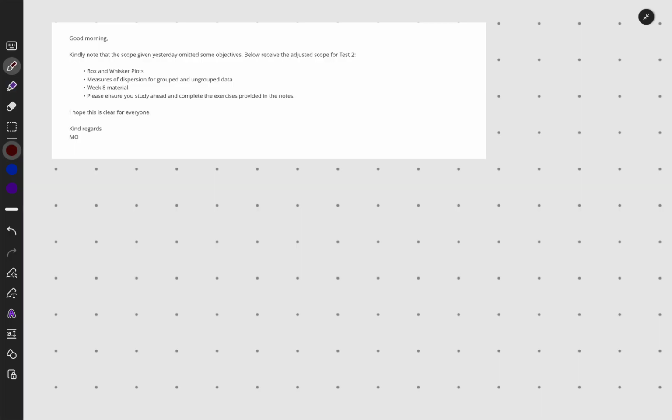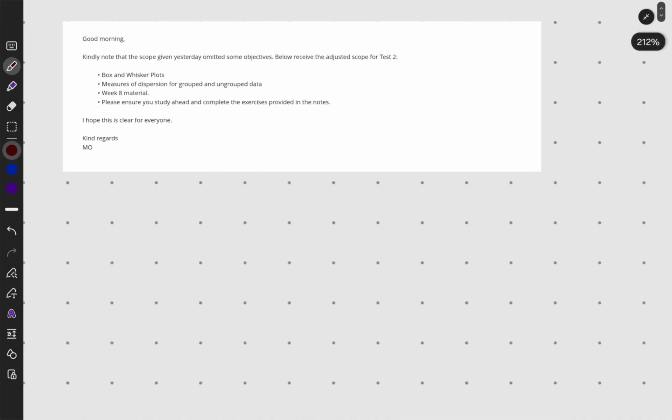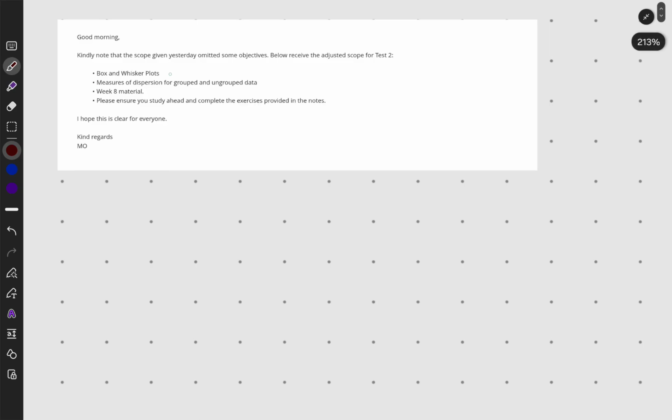So let's just analyze the scope of your test 2. Your test 2 is just including three exercises. Number 1 is going to be the box and whisker plots. And then number 2 is going to be measures of dispersion. And then number 3 is going to be week 8 material, which is probability. If we know this, then we are going to be ready for the test.